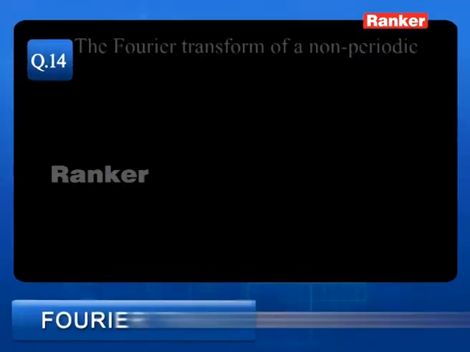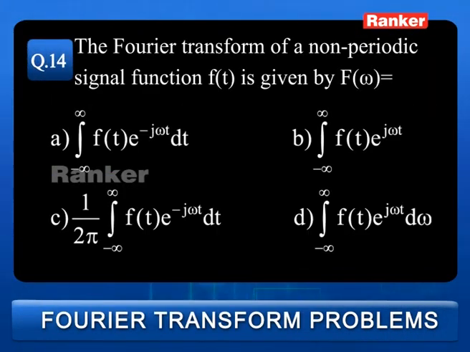The next question is, the Fourier transform of a non-periodic signal function f of t is given by F of omega is equal to A. Integral minus infinity plus infinity f of t e to the power of minus j omega t dt, B. Integral minus infinity plus infinity f of t e to the power of j omega t, C. 1 by 2 pi integral minus infinity plus infinity f of t e to the power of minus j omega t dt, D. Minus infinity plus infinity f of t e to the power of j omega t d omega.